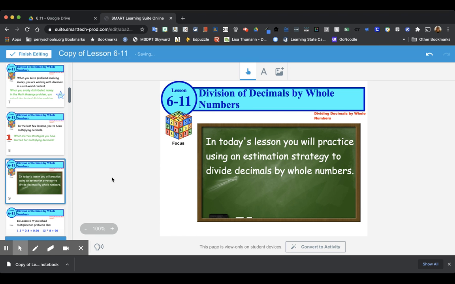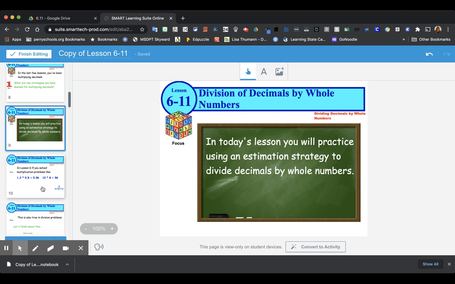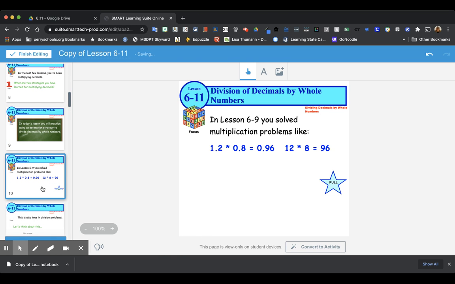So today's lesson, we're going to practice using an estimation strategy to divide decimals by whole numbers, just like we did in the math message. In lesson 6-9, you solved multiplication problems like 1 and 2 tenths times 8 tenths, and you got 96 hundredths, which is the same as same digits used, and 12 times 8, which gave us 96. You remember that rule of if the digits used are in the same order in both problems, the digits in the answer are going to be in the same order.